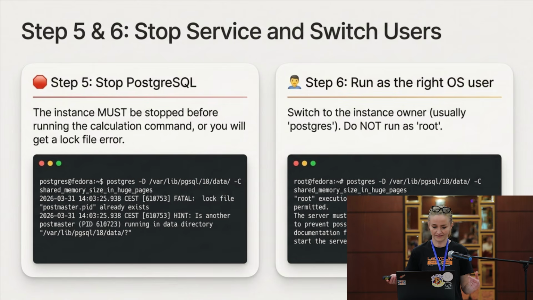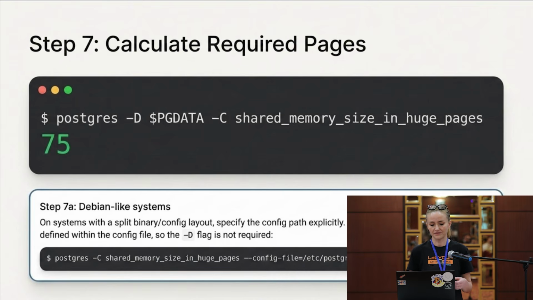And then finally, you can ask how many pages you need for your Postgres instance. And this is pretty simple. Like the first one, I'm using Fedora, so this is from Fedora. You're doing postgres -d, giving your PGDATA directory, and the command is -C shared_memory_size_in_huge_pages. And as a result, you just get the number, which is 75 in here.